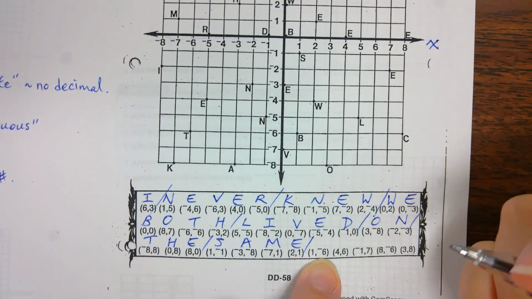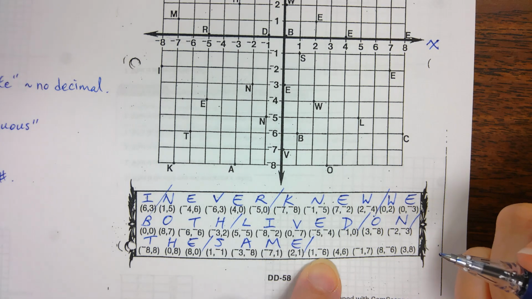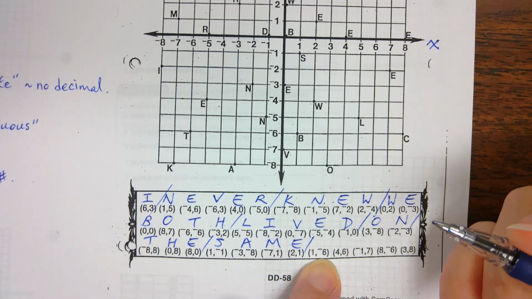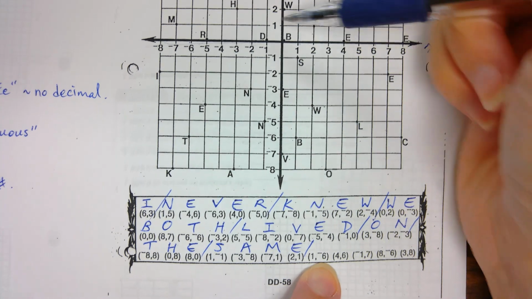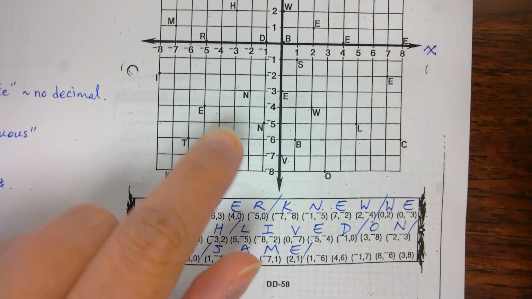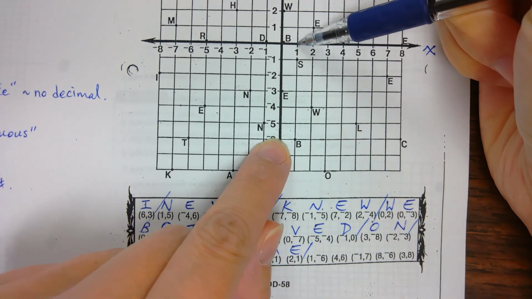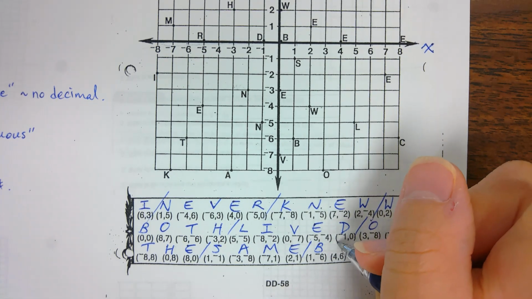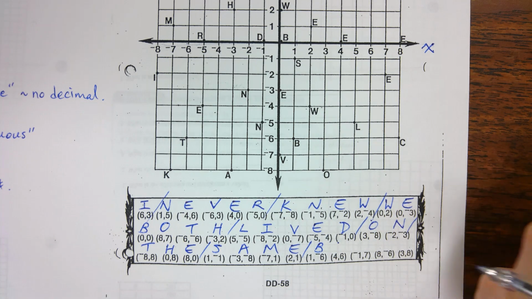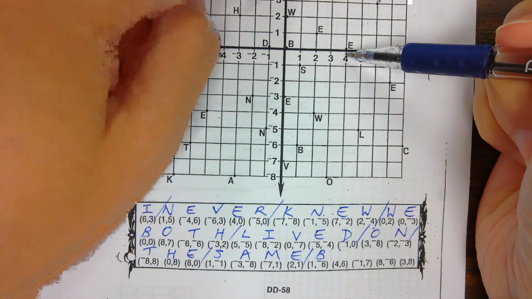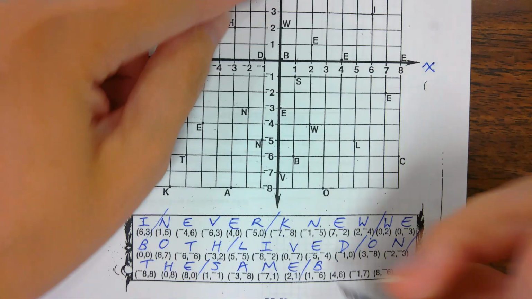Leandro? 1, negative 6? So 1 on the X, negative 6 on the Y. So 1, negative 6 right here. Where do they meet? B. That's right. All right, and Lucas? Four and 6. 4 on the X, 6 on the Y. L. All right, what's the last word?